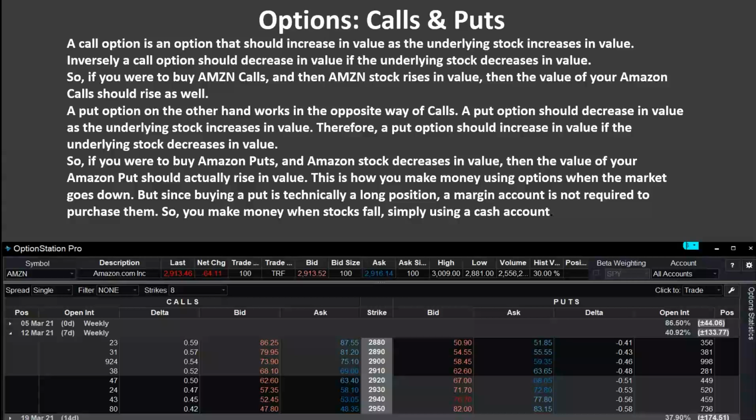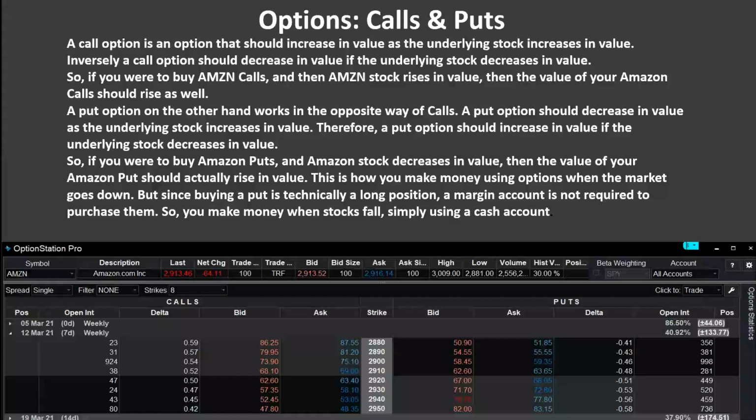But since buying a put is technically a long position, a lot of people think that buying a put is like shorting a stock. No way. It is not. Because when you short a stock, you are selling. That is a sell transaction. You sell to open and you buy to close. So this is not a short. Short implies selling first. If you buy a put, you are buying a long position. It's just that puts go up in value as stocks go down.